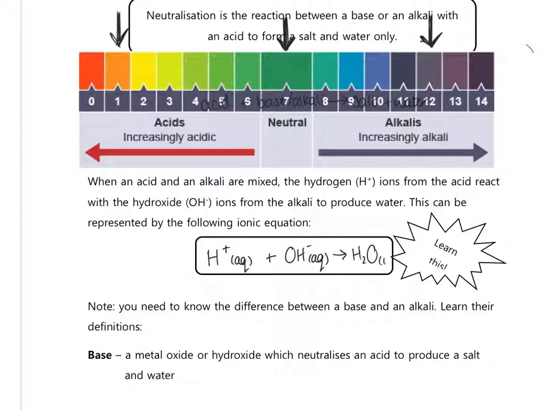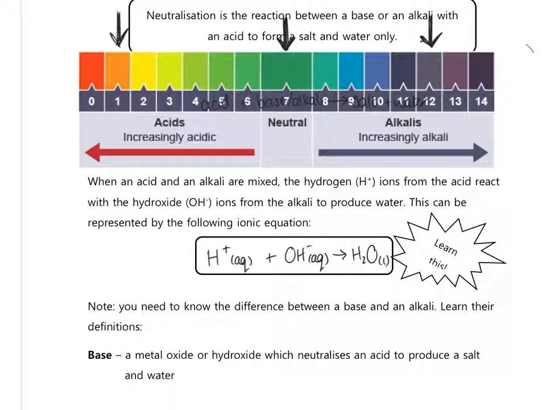is water. So if you think back to your ionic equations, what we've left out of this are our metal ions and the ions of our salt. So those are actually spectator ions. And so the only thing that's really happening in neutralization is that your hydrogen ions are reacting with the hydroxide ions from the alkali to give water. Anything else involved in the process is a spectator ion.